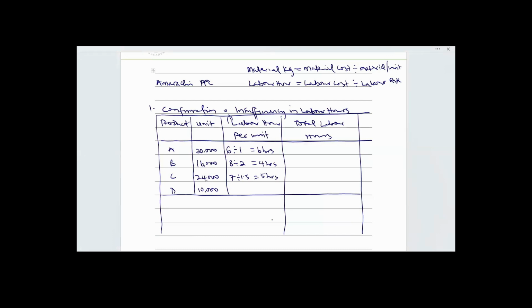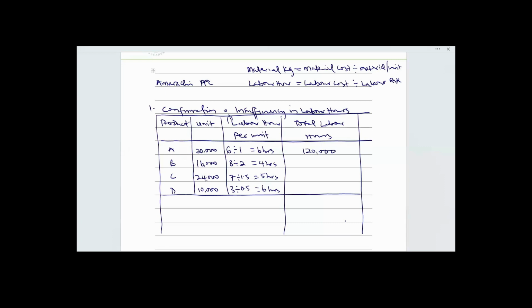Then product D. Product D is 3 naira divided by 0.5. That's 6. 3 divided by 0.5 equal to 6 hours. So if that is the case, I need to get my total labor hours. To get the total labor hours, I will multiply the number of units that I want to produce by the hour per unit. So 20,000 multiplied by 6 will give me 120,000 hours.